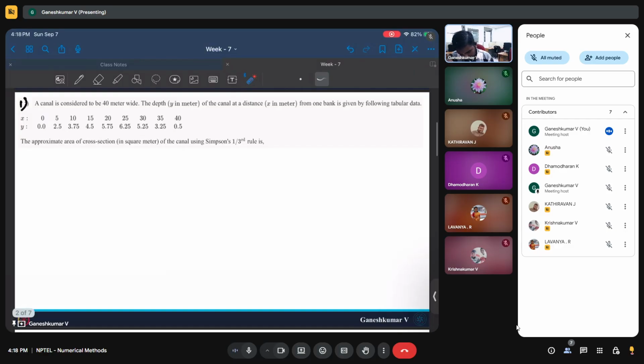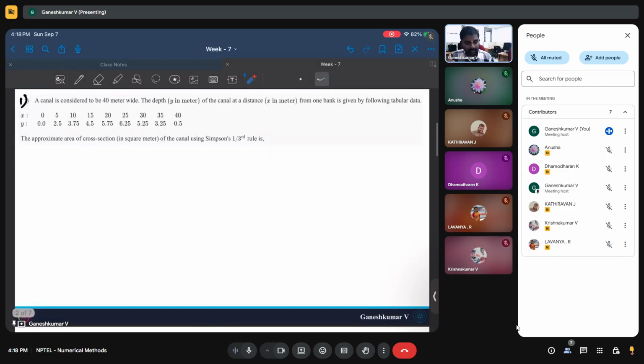The first problem is an application based problem, where you have a canal, and the canal is considered to be 40 meters wide. The total width of the canal is 40 meters, and the depth of the canal at different distances is what they have reported here. The depth of the canal at a distance from one bank is given by the following tabular data. Bank is nothing but the sides of the canal. So from one side of the canal to the other side, they have recorded the depth.